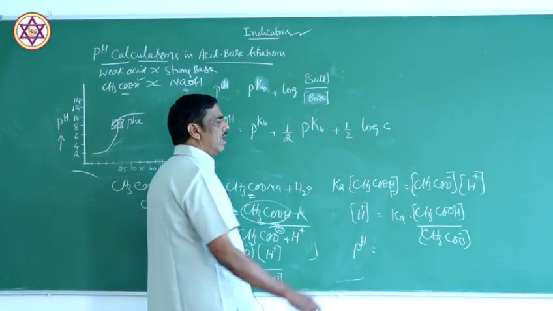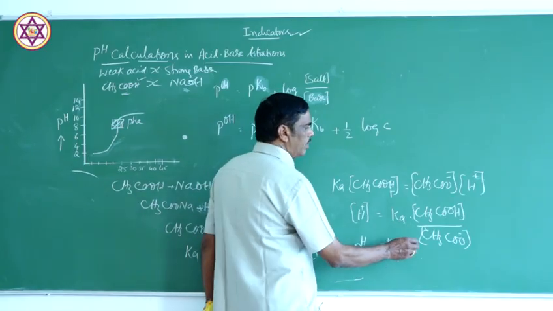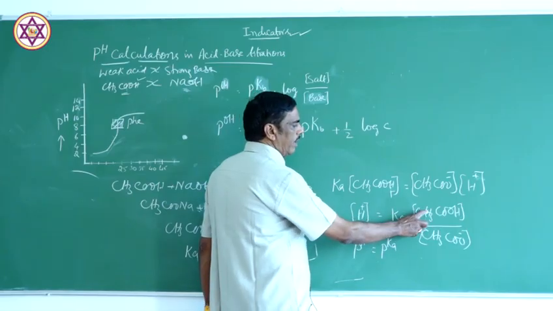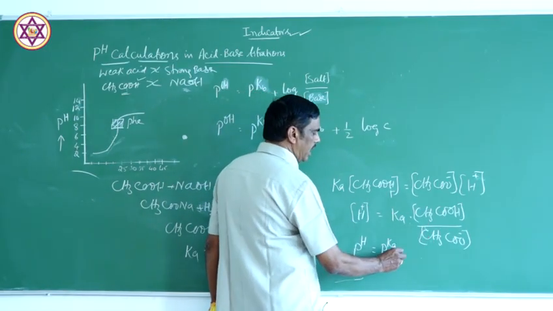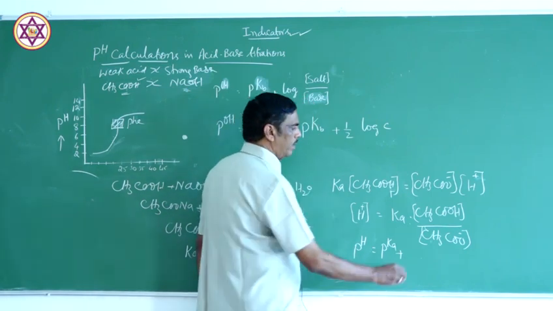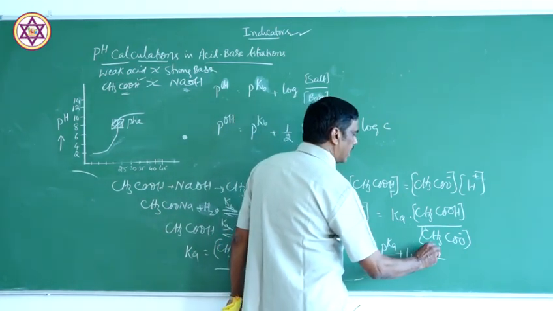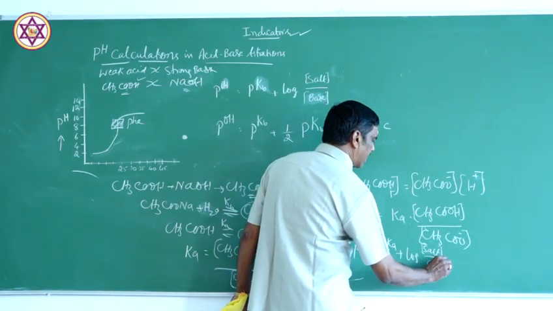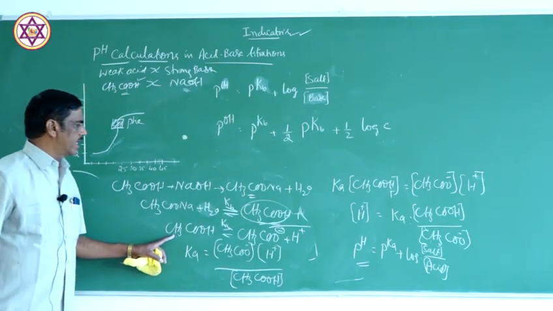That is equal to negative logarithm of Ka, which is pKa. And this becomes minus log of acid by salt. If you make it plus, it becomes log of salt concentration by acid concentration. Thus, pH can be determined for this reaction.